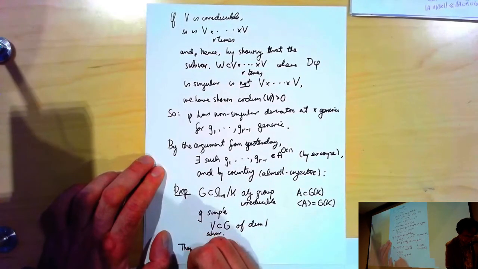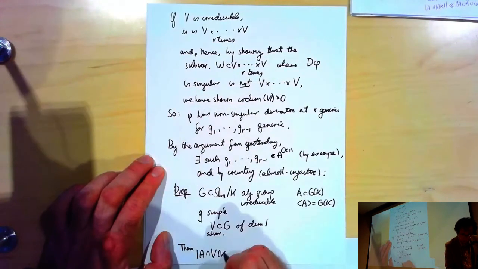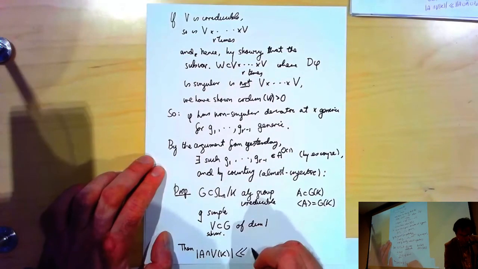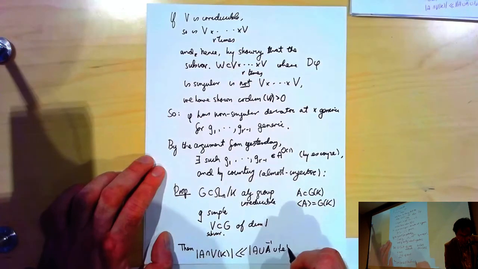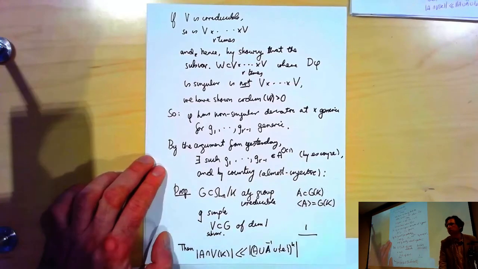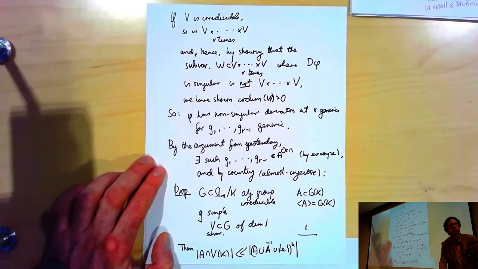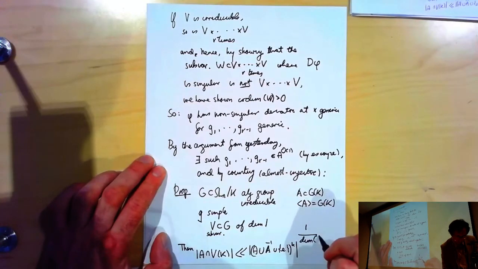And you obtain, by the same argument from yesterday, using this fact we have just checked, that this intersection is at most (A union A inverse union the identity) to the K. And now it's to which power? Exactly, 1 over r, 1 over the dimension of G.